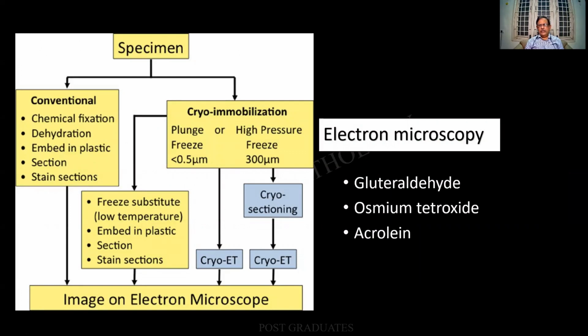Electron microscopy. So there are different stages of it. I told you about formalin. I told you about Carnoy's fixative. I told you about the mercurial fixatives, etc. So this slide is exclusively for electron microscopy. Remember at least a couple. Glutaraldehyde and osmium tetroxide are classical examples.